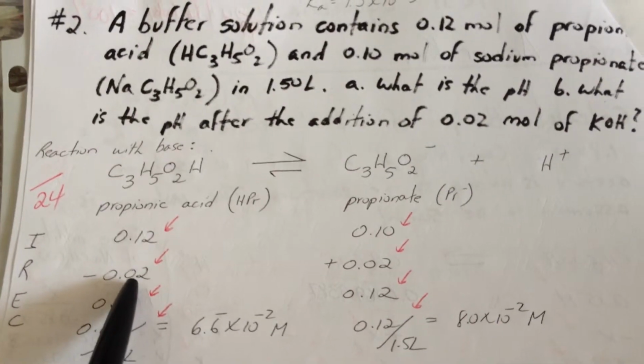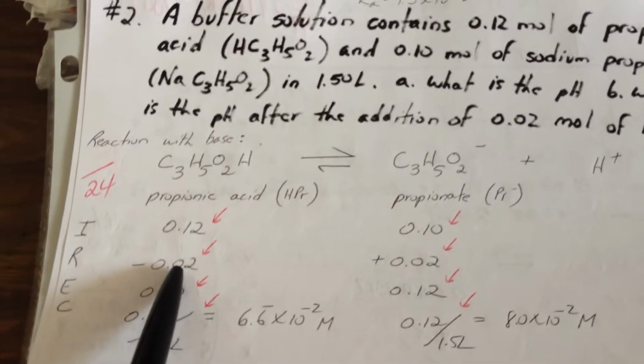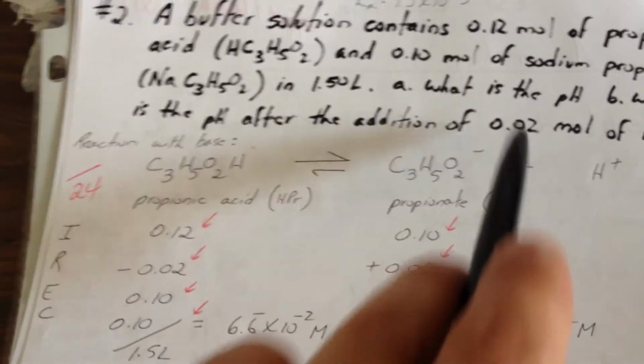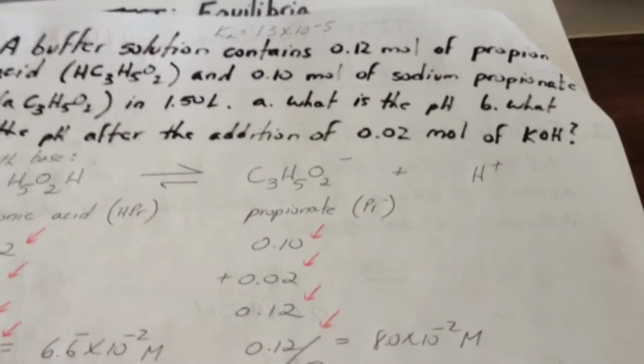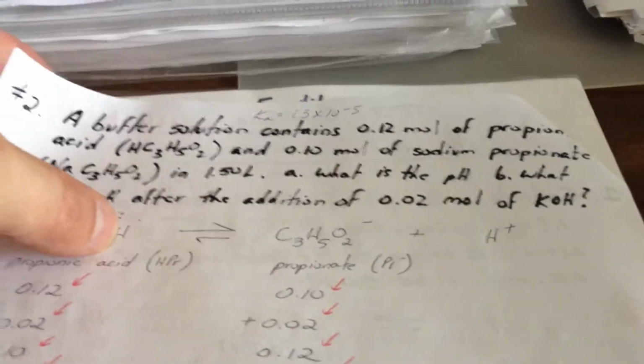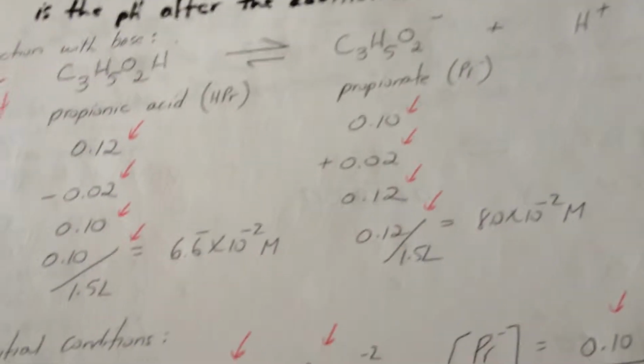It consumes as many moles of the weak acid as there are moles of the base, and there are 0.02 moles of base being added. So that's why we're getting this number minus 0.02. Here this plus 0.02 symbolizes the fact that as the propionic acid is deprotonated, it generates the same amount of propionate anion, which I symbolize as PR minus over here, and the propionic acid is symbolized as HPR. We then calculate the equilibrium concentrations by dividing by the volume of the solution.